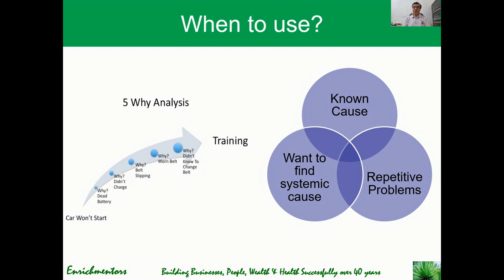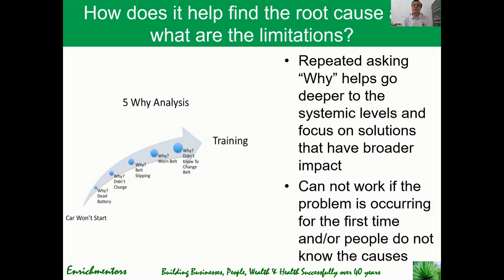So how does this help you find the root cause and what are its limitations? Repeatedly asking why 5 times helps you go deeper into systemic levels. The more times you ask why, the more you are going into depth of a problem, and you start to define the causes so that you can build solutions that have broader, more strategic impact. It doesn't only solve this problem. Once you start focusing on training in the previous example, it will not only avoid the problem of car won't start, but maybe there are a lot of other things for which we haven't trained our people enough that will prevent those from happening. What are the limitations of this methodology?